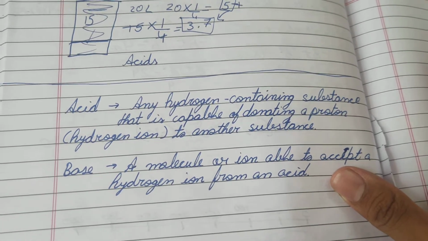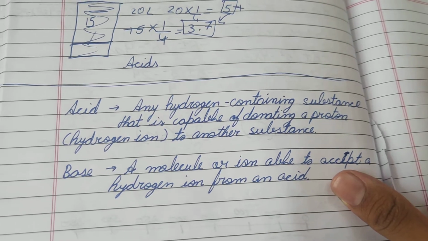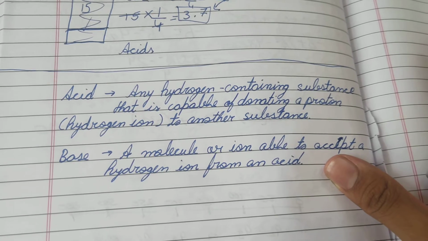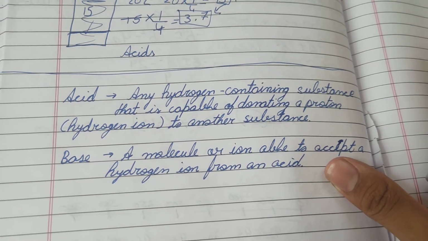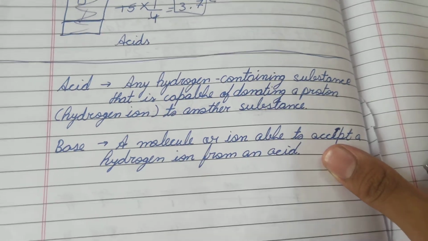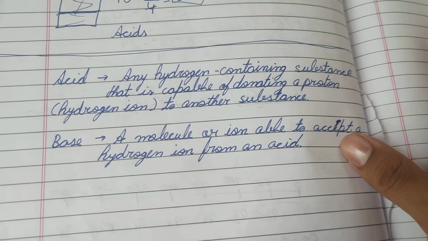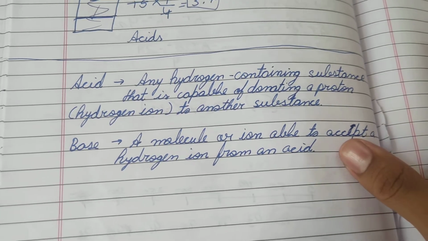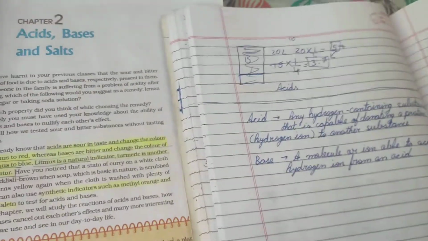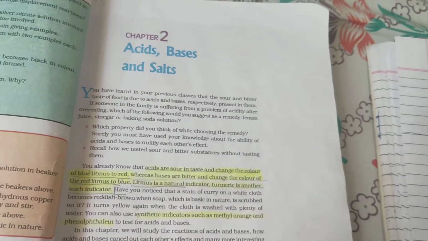Acid: any hydrogen containing substance that is capable of donating a proton, that is the hydrogen ion, to another substance, right? That is an acid. Any substance that contains a hydrogen is capable of donating a proton to another substance. Whereas the base is a molecule or ion able to accept a hydrogen ion from an acid, so they are mostly interconnected, interrelated.